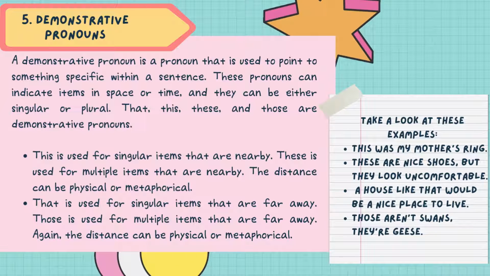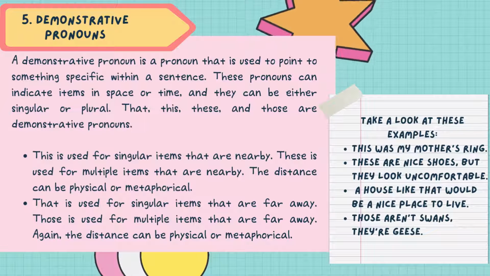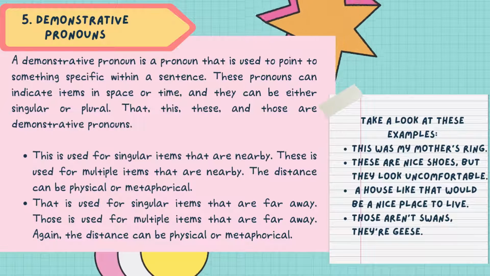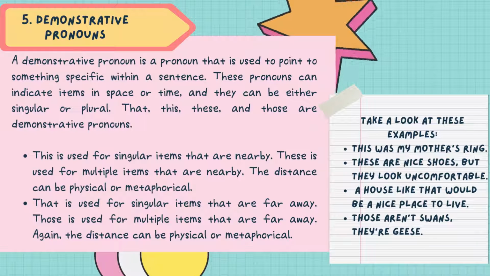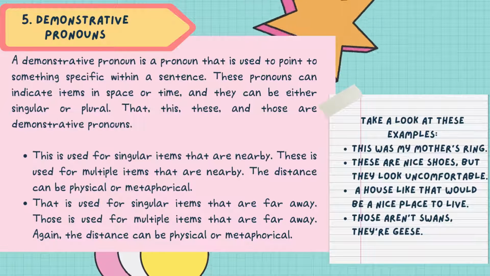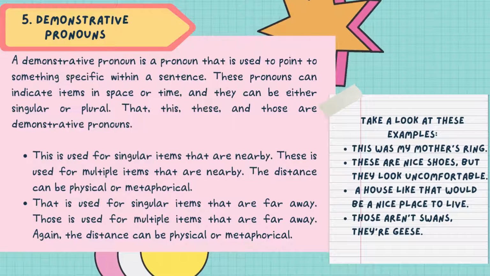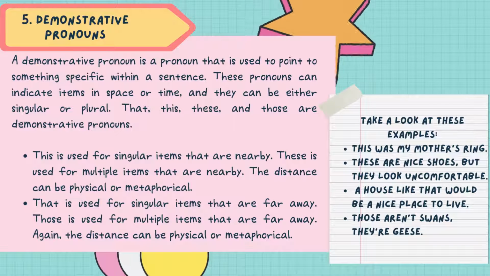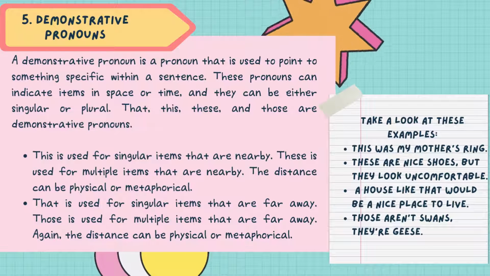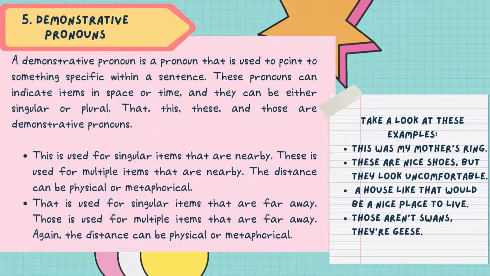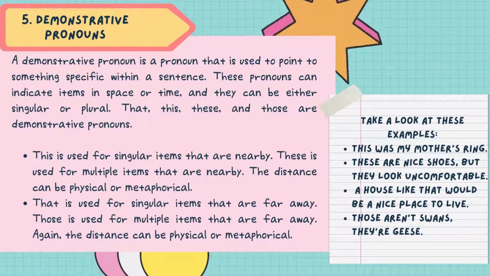That is used for singular items that are far away. Those is used for multiple items that are far away. Again, the distance can be physical or metaphorical. Here are a few examples of these pronouns in action. A house like that would be a nice place to live. Those aren't swans, they are geese.